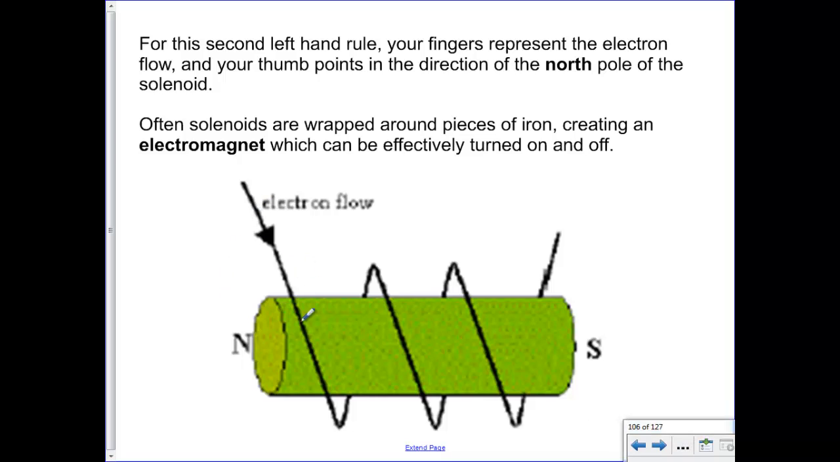Okay, so let's try this here. If this is the electron flow, right here, use your left hand. So the electrons seem to be going over the top and then around and back. So I should be holding my hand like this from your perspective. Then your thumb is the north side of this electromagnet. Can you guys see that?